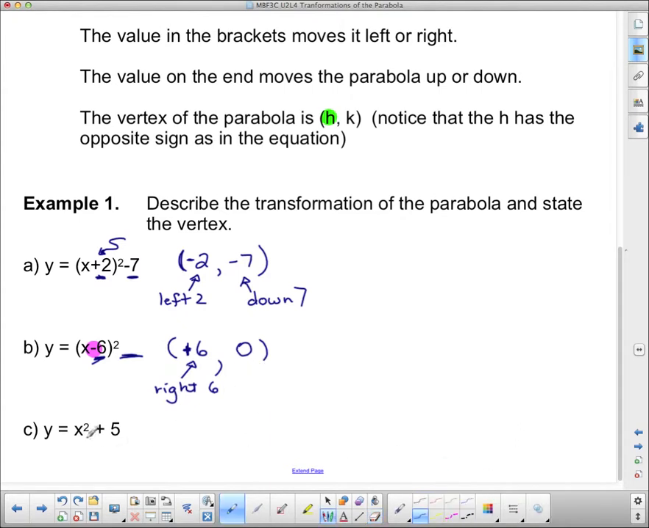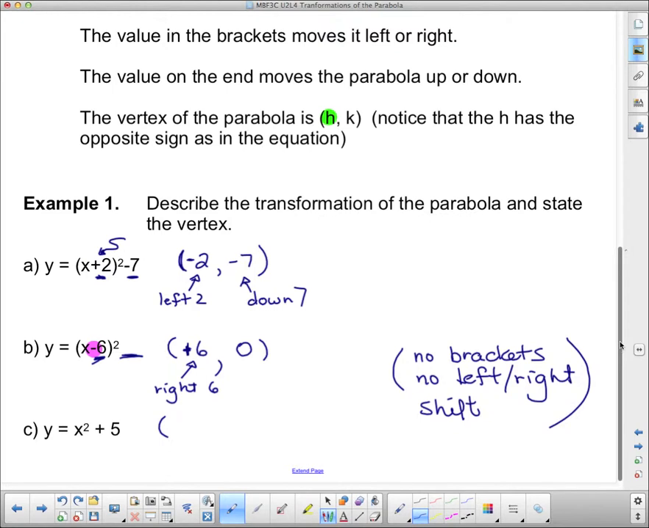Now, one more here. There's no brackets. Right here, there's no brackets. That means that there's no left and right shift. So I'm going to put here no left/right shift. And we're starting to go a little past the time that I wanted to, so I'm going to try and hurry this up a little bit. If there's no left or right shift, then the vertex is still at 0. And we have a +5, so it means it's moved up 5. So the only transformation here has been up 5.